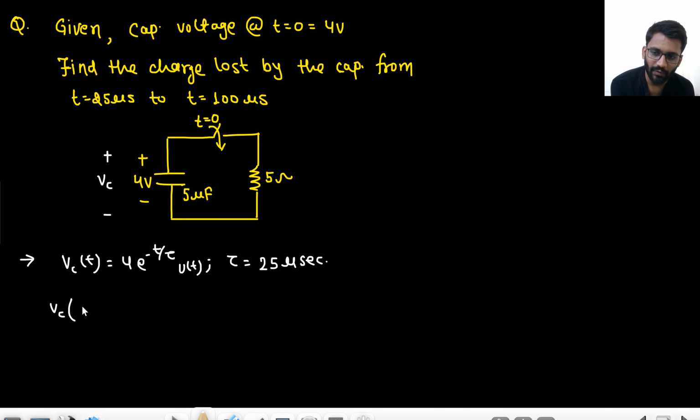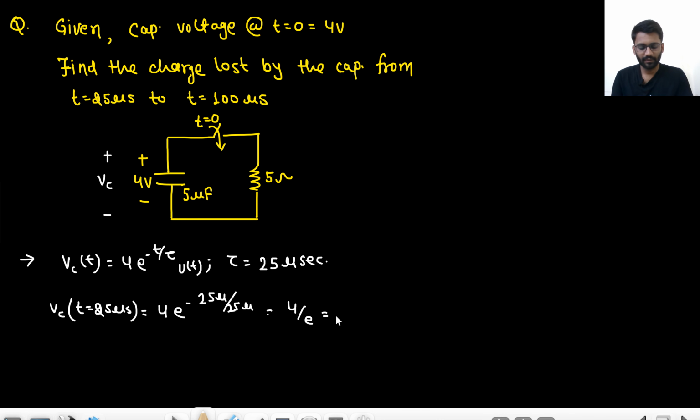So what will be the value of VC at t equals 25 microsecond? That would be 4 into e to the power minus 25 micro upon 25 micro. So that would be 4 by e. Let me solve it. That would be 1.47 volt.